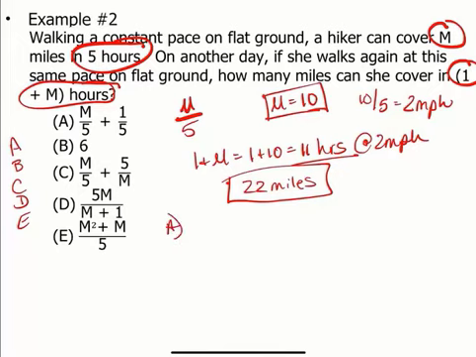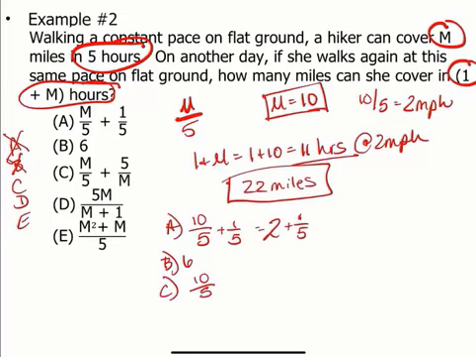Answer choice A, m divided by 5 plus 1/5. That 10 divided by 5 is 2. If I'm going to add a fraction smaller than 1 to 2, there is no way that's going to equal 22. So A is out. B is just plain old 6. Well, 6 is not 22, is it? Answer choice C, m over 5 plus 5 over m. So we've got 2, we've got a half. There's no way that's going to get us up to 22.